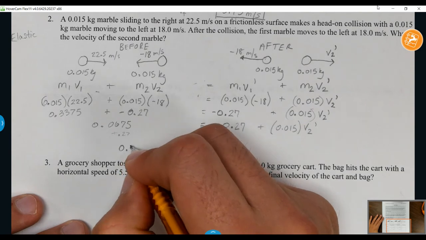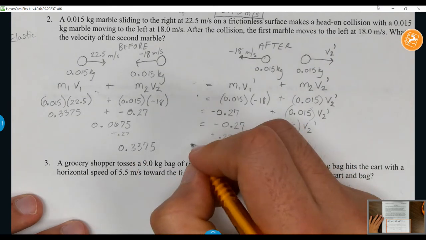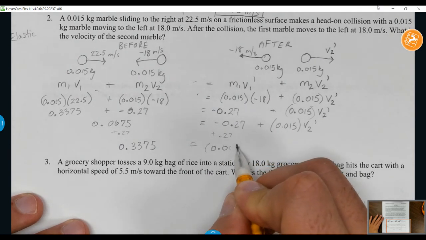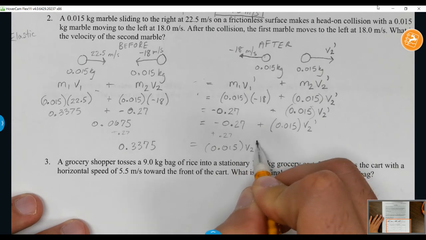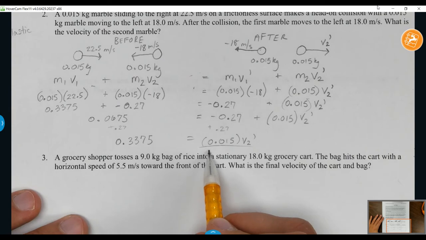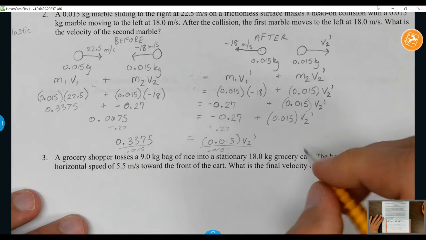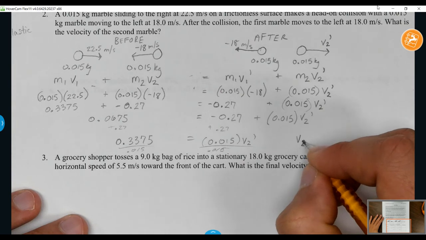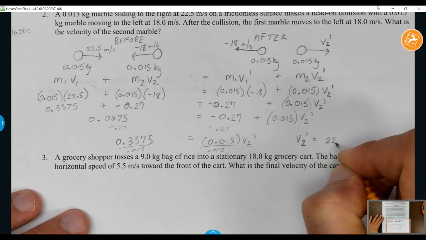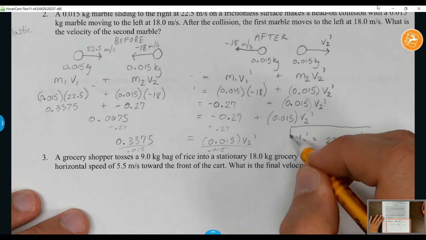And so on this end, you're going to get a positive 0.3375. And now that's going to equal what's left over here, 0.015 V2 prime. And again, to get v2 prime by itself, you got to divide both sides by 0.015. So v2 prime equals, comes out to be a positive value, 22.5 meters per second. And since it's positive, that's telling us this marble is going to the right.